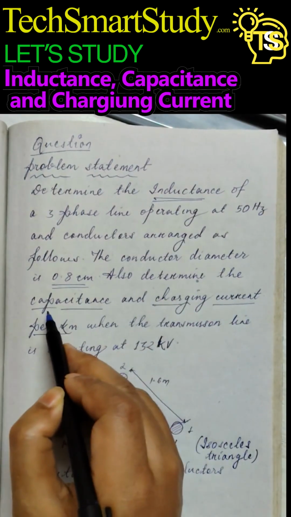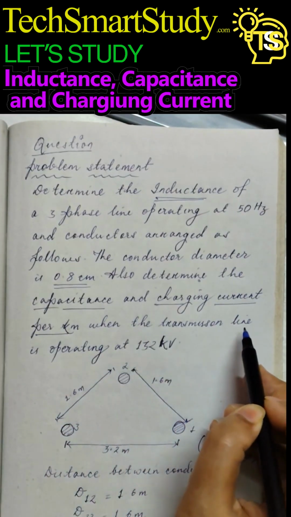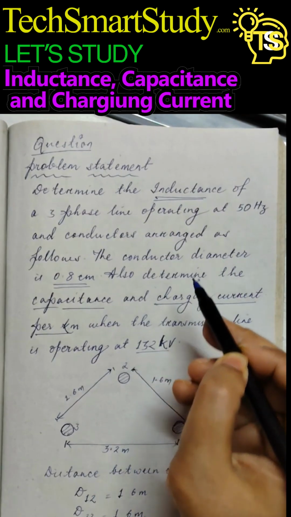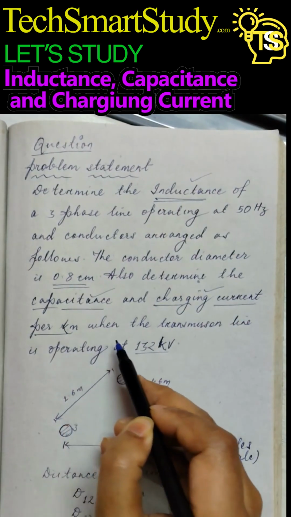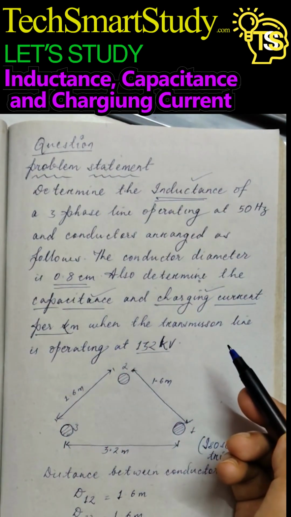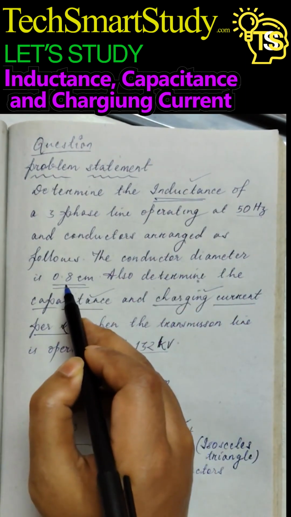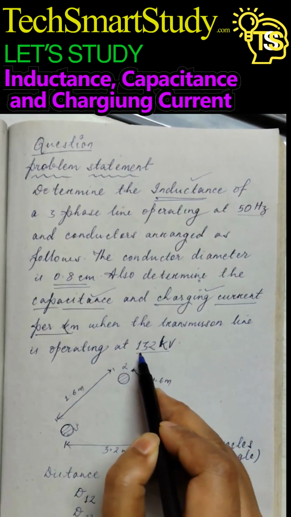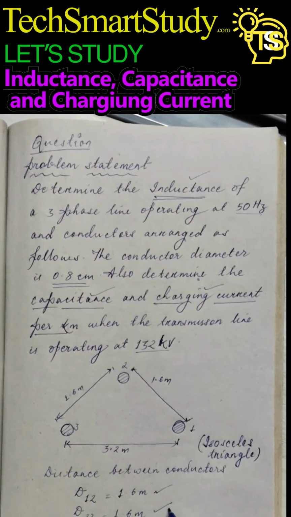Also determine the capacitance and charging current per kilometer when the transmission line is operating at 132 kV. So here what we have to find out is inductance, capacitance and charging current per kilometer. And what data we have got: frequency 50 Hz, it's a three-phase line, conductor diameter is 0.8 centimeter and the transmission line is operating at 132 kV. So here we have got the distances D12, D23, D31: 1.6 meter, 1.6 meter and 3.2 meter.